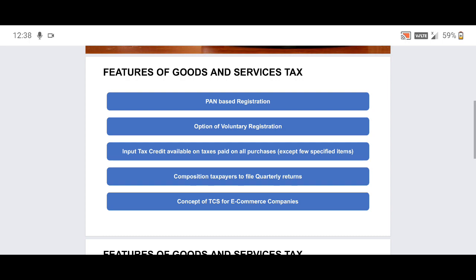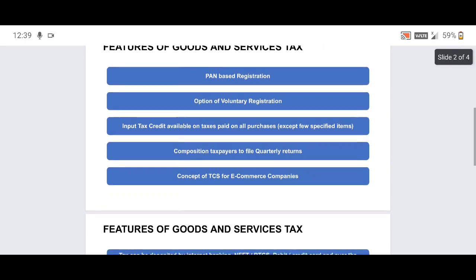Yes friends, any person who is falling under the definition of e-commerce operator needs to discharge 1% TCS on the value of supply made by the supplier through such platform. And friends, such 1% TCS would be credited to the supplier in their electronic cash ledger by the government. And we will discuss this topic in our subsequent videos.